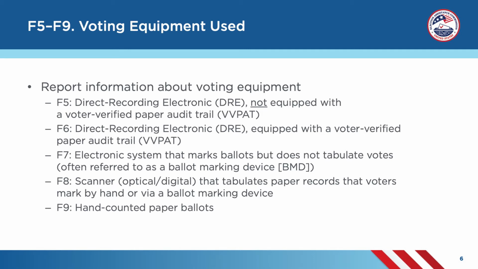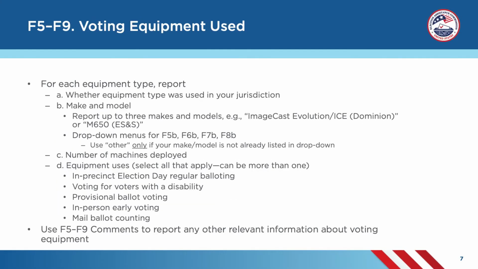In previous years, this section asked for information on punch card and lever voting machines, but those questions have been removed for 2022. For each of these 5 types of equipment, there are a few additional items you'll report on. The first item you'll report is whether this type of equipment was used in your jurisdiction for the 2022 general election. Select yes if any type of this equipment was in use, and no if not. If you do not use a type of equipment, you do not need to fill out the other questions in that section and can move on to the next type of equipment.